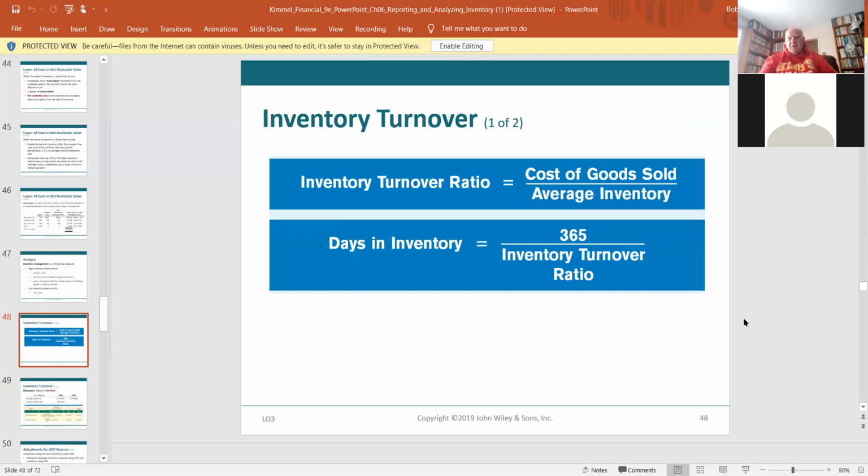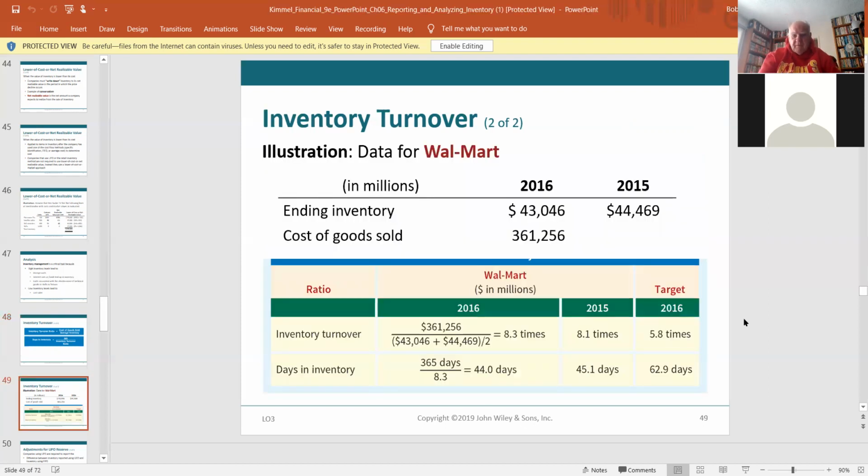Let's look at a new metric. Remember the accounts receivable turnover ratio, where we took the sales and we divided by the average receivables? Here, we're going to take the cost of goods sold, divide by the average inventory, and then we're going to divide a year, 365 days, by that ratio to get the number of days. So let's see what we have here.